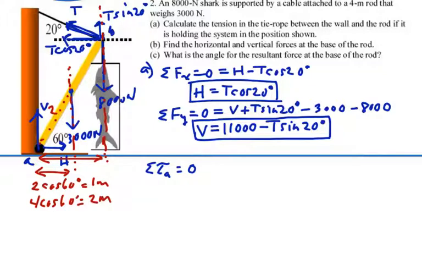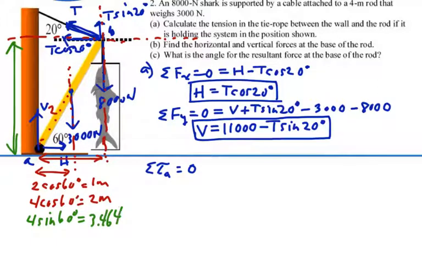And then we have the T cosine 20 force, line of action here, and the distance to that line of action is this green distance, which is going to be equal to 4 times the sine of 60. And that is equal to what? Let me write 3.464 meters. So those are our respective moment arms for the torques about point A.